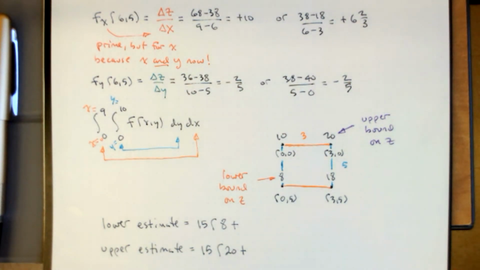But all we're doing, since this is an integration, it has to come from multiplication. Now we're just taking area, the 15, times the height to create volume. This is going to be the volume under the graph of f of (x, y) and above the rectangle, 0 to 9 on x, 0 to 10 on y. Any questions? Everybody okay?